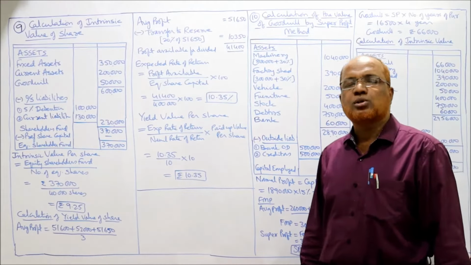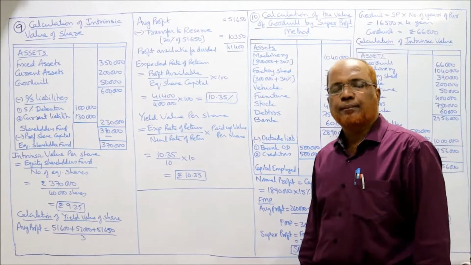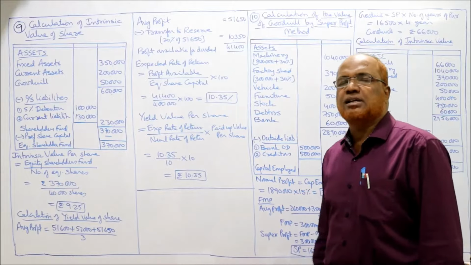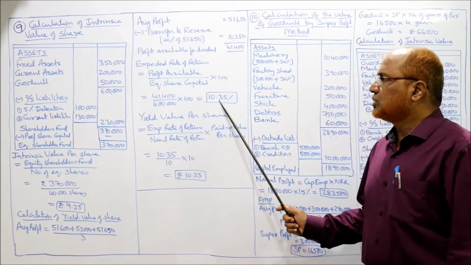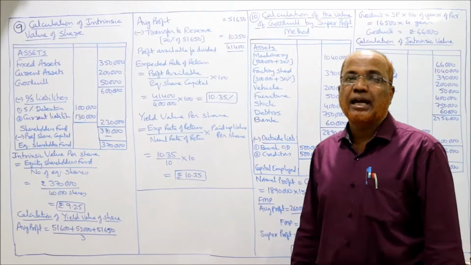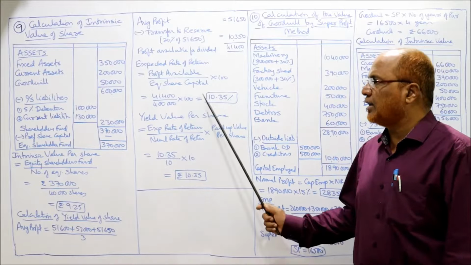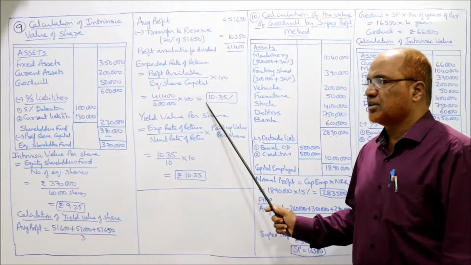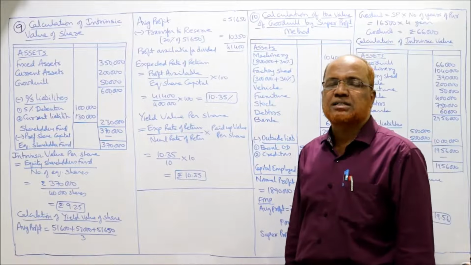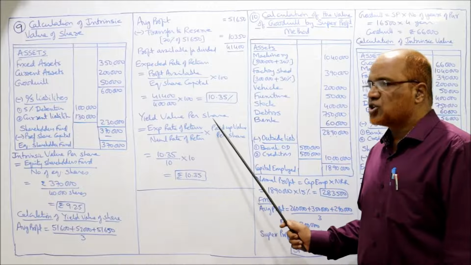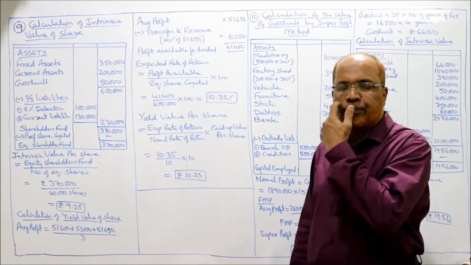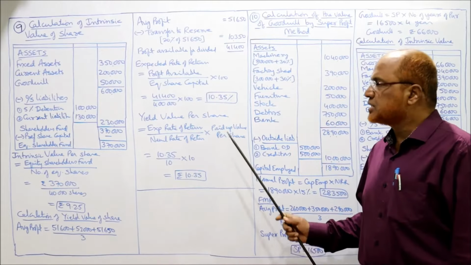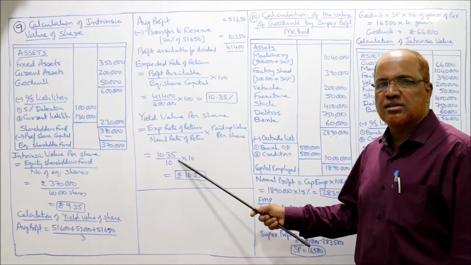In the previous problems also we have done the same thing; there is nothing new. So profit available 41,400 divided by equity share capital, given in the balance sheet, note number 1, 4 lakh. So 10.35% is the expected rate of return. Now yield value per share is equal to expected rate of return divided by normal rate of return into paid up value per share. The expected rate of return is 10.35%.